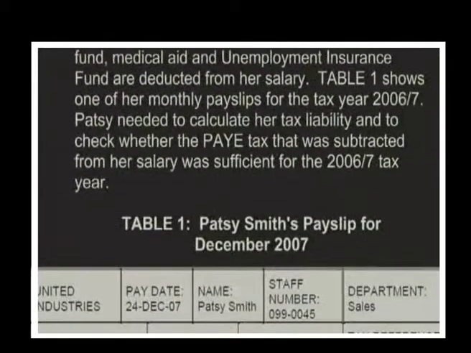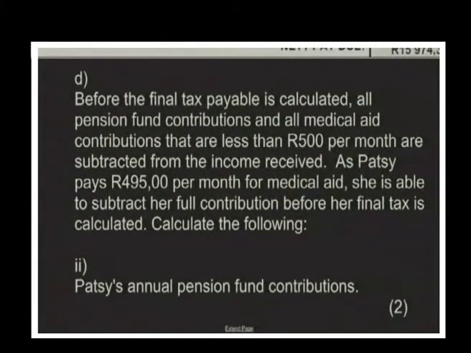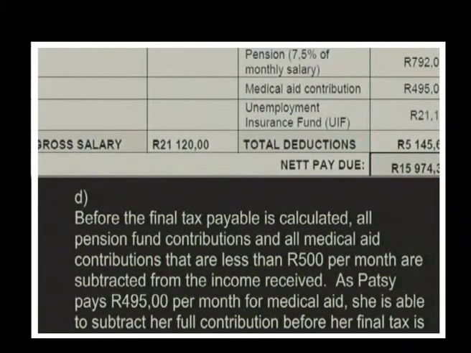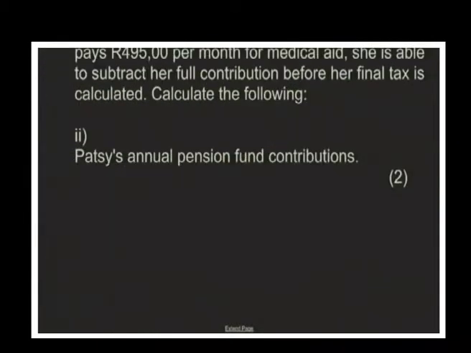The next part of the question says we need her annual pension fund contribution. Her pension fund, we said, was 7.5% of her monthly salary, which has already been calculated for you. So it is 792 Rand per month, and that is again for 12 months. So 792 Rand times 12 months, and we get our solution. Need a calculator for that.